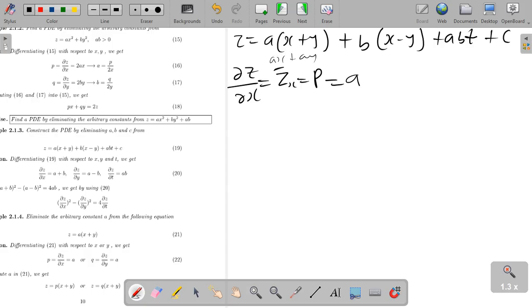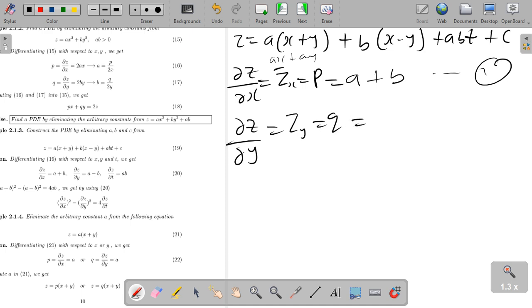So we say partial z over partial y, which we call zy like this, which is q. So differentiate with respect to y here, I'm going to have a. Differentiate with respect to y here, I'm going to have minus b. There is no y here, so I have equation 2. Equation 1, equation 2. So partial z, partial t is equal to, there is no t here, 0. There is t here. So differentiation of t here will give you the ab. So this is equation 3.